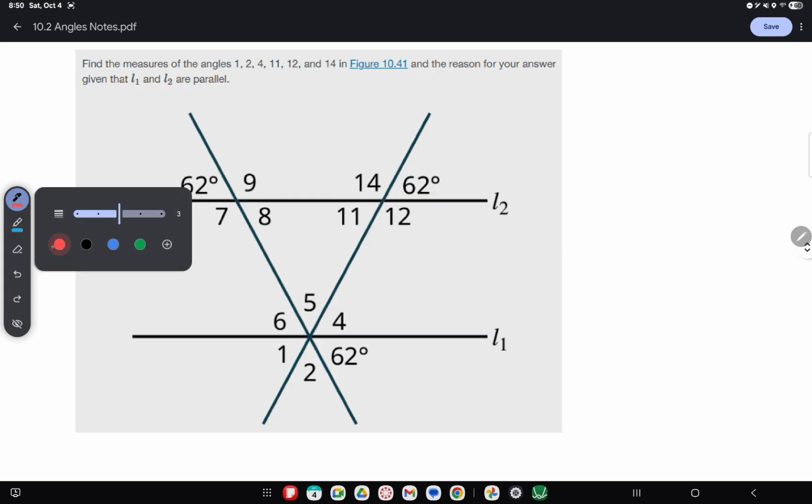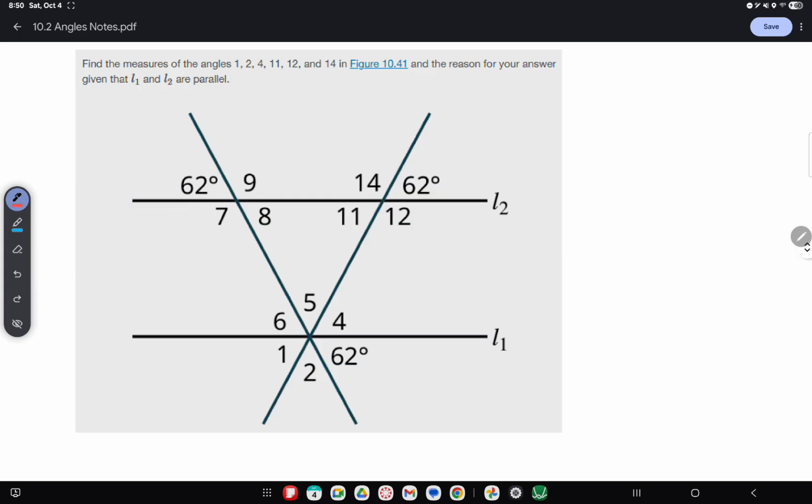So right away, I can do my vertical angles. So I know that this one is 62, and vertical angles are across from each other and they're congruent. So angle 8 is also 62 degrees. Same thing here. Angle 11 is 62 degrees. And then same thing here. Angle 6 is 62 degrees. Okay.